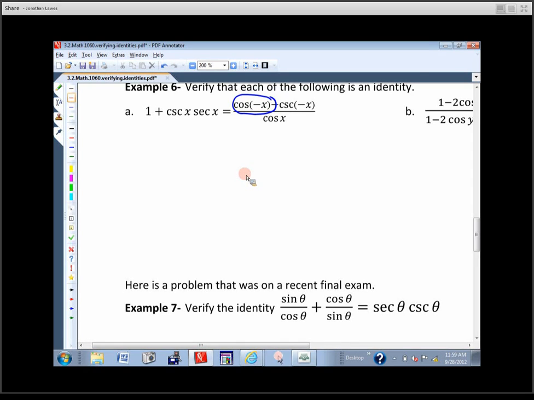Cosine and secant are both even trig functions. The other four, sine and cosecant, tangent and cotangent, are odd. So whether you went to the right or the left to get to the angle doesn't make any difference. So this is the same as cosine of x, using an even identity. What did we just say about cosecant? It's odd, so we essentially pull the negative out front, and this becomes positive cosecant x.